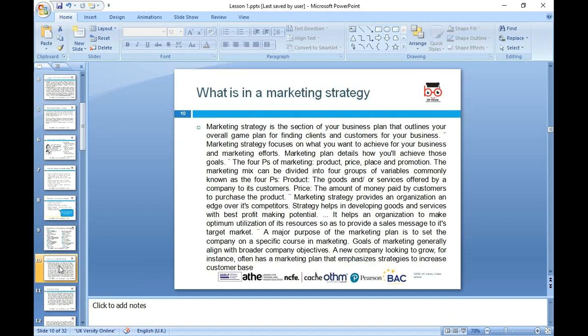Marketing strategy is the section of your business plan that outlines your overall game plan for finding clients and customers for your business. Marketing strategies focus on what you want to achieve for your business and marketing effort. The marketing plan details how you will achieve those goals. The 4 P's: do we know the 4 P's? Maybe we heard about the marketing mix. Do we know the marketing mix? Product, price, place, and promotion. Brilliant. Yes, that's our old.